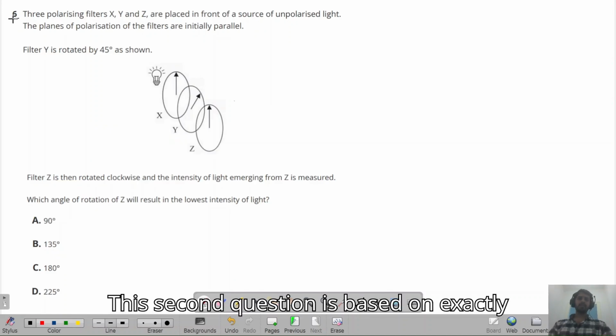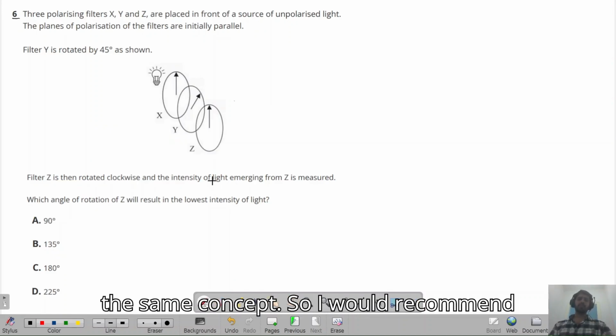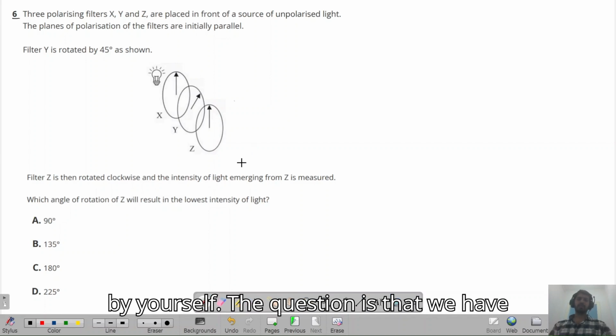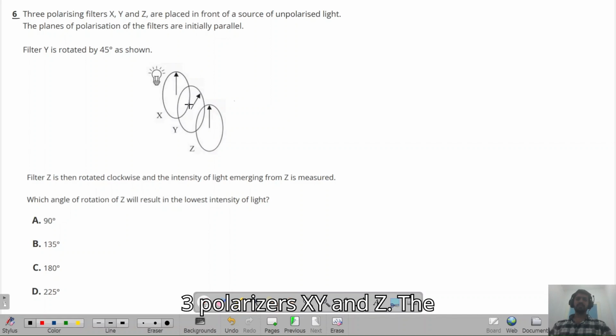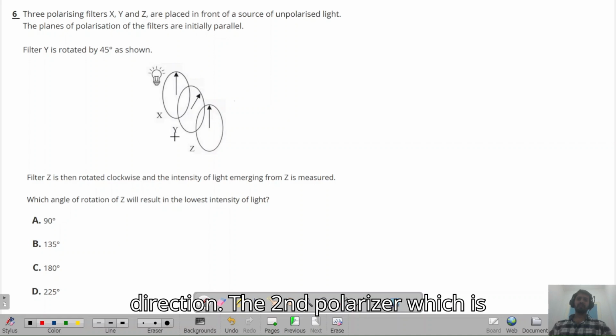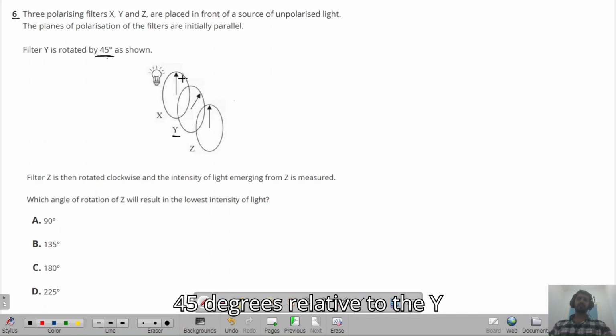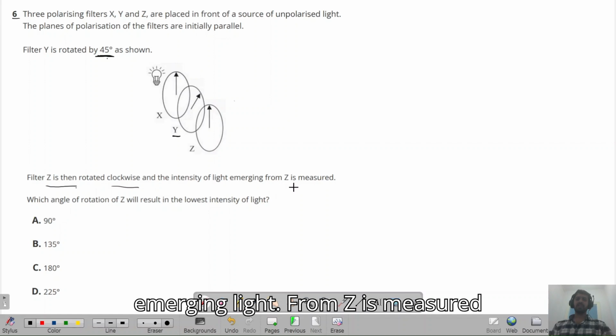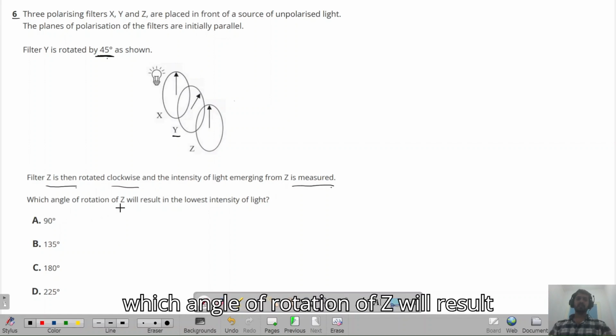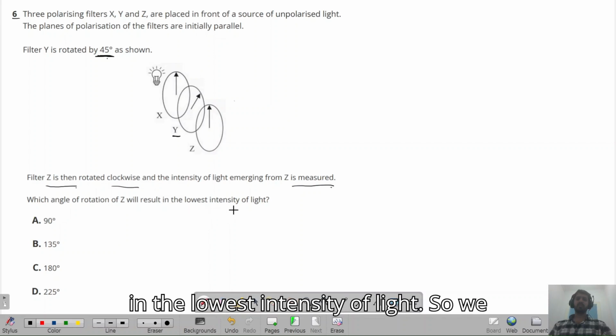This second question is based on exactly the same concept, so I would recommend you stop the video and try this question by yourself. The question is that we have three polarizers, X, Y, and Z. The first polarizer is oriented in the Y direction. The second polarizer, which is named Y, is oriented at an angle of 45 degrees relative to the Y-axis. And the question is that the filter Z is rotated clockwise and the intensity of emerging light from Z is measured. Which angle of rotation of Z will result in the lowest intensity of light?